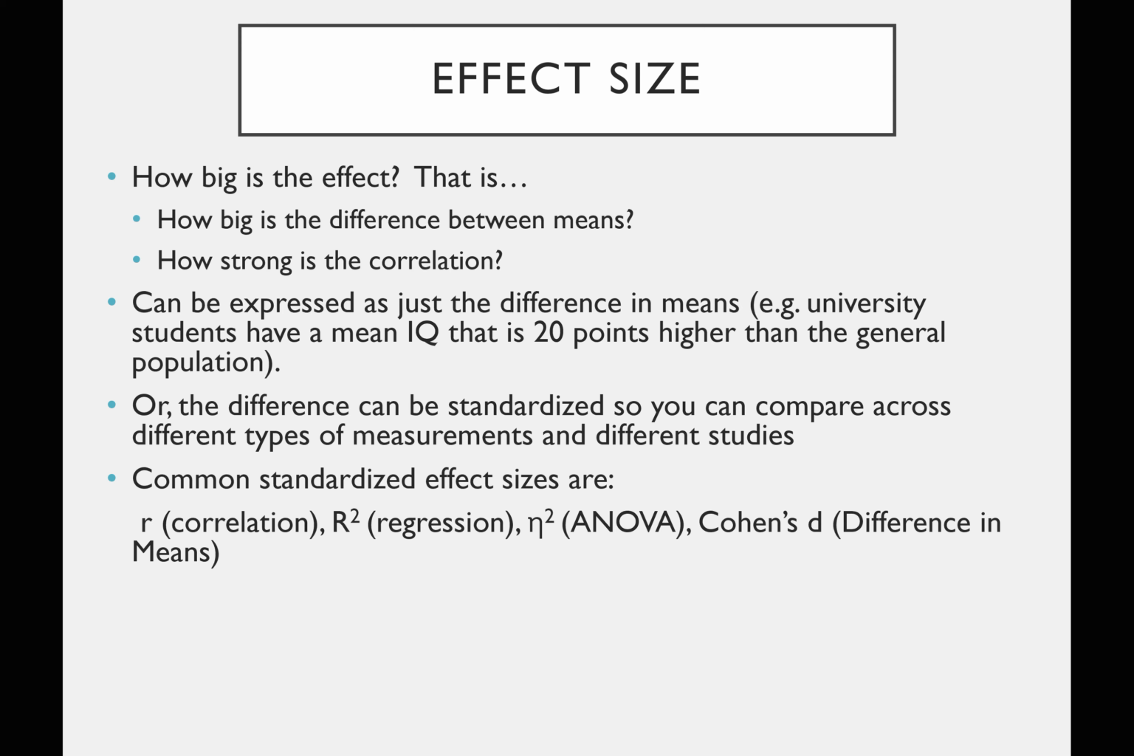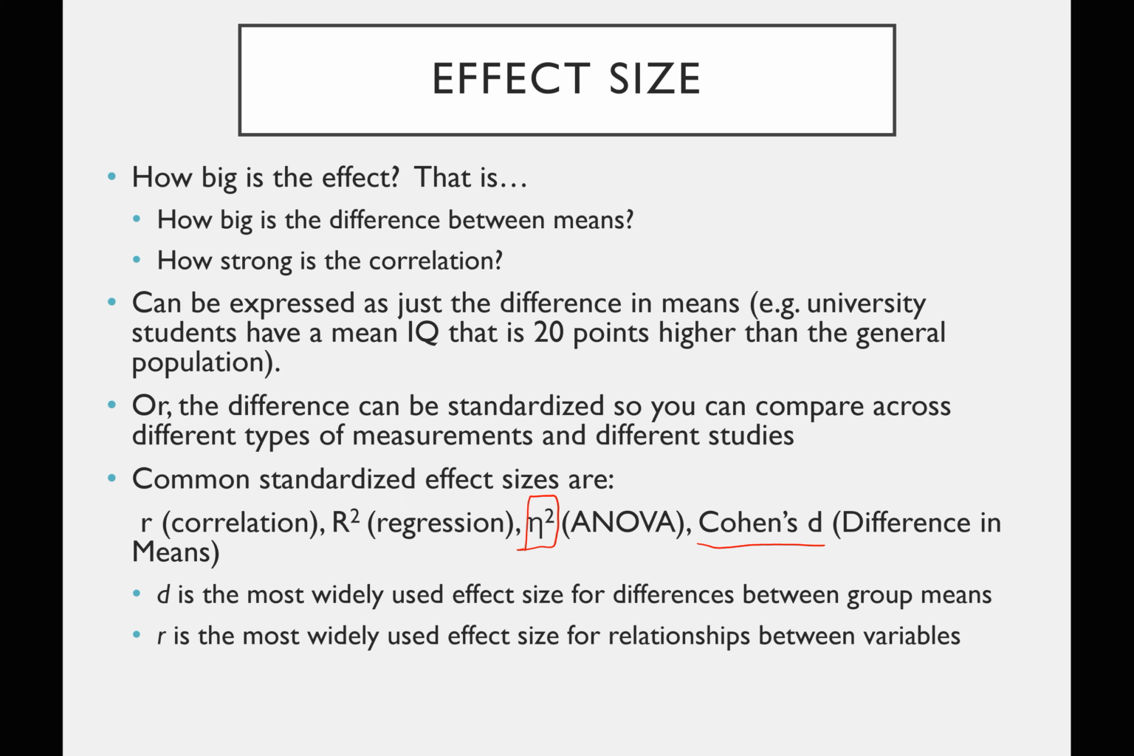We're also going to refer to this one here. It looks like a weird n. That's called eta. Eta squared is what we talk about when we do ANOVA, which is going to be our next topic after t-tests. And Cohen's d is typically what we use when we talk about the difference between means. d is the most widely used effect size for differences between means, and r is the most widely used effect size for relationships between variables.